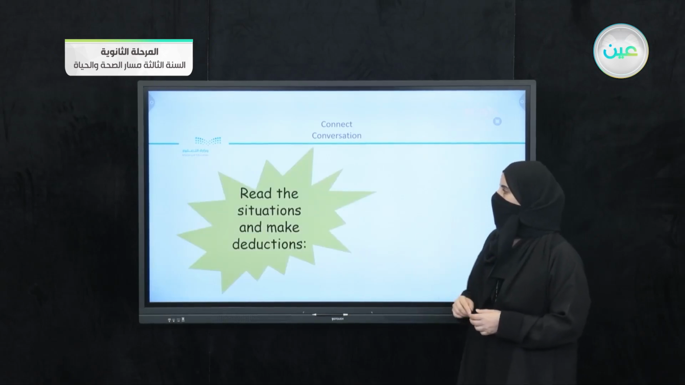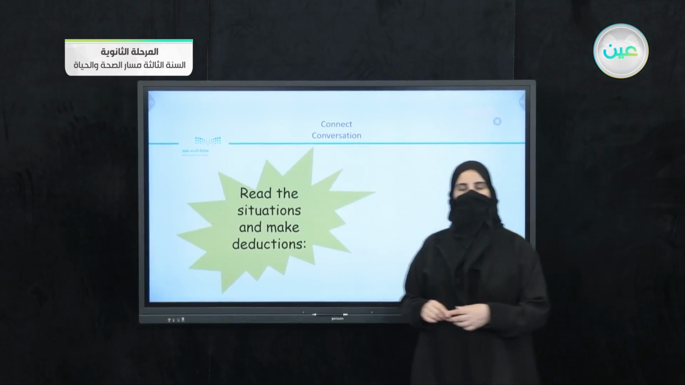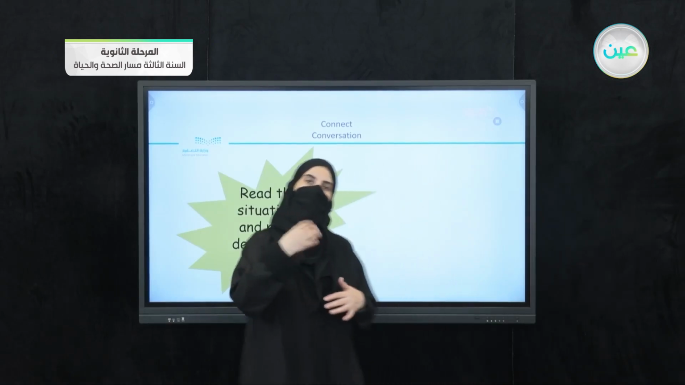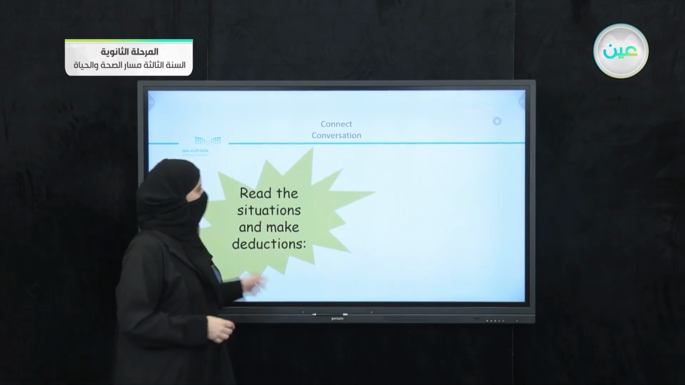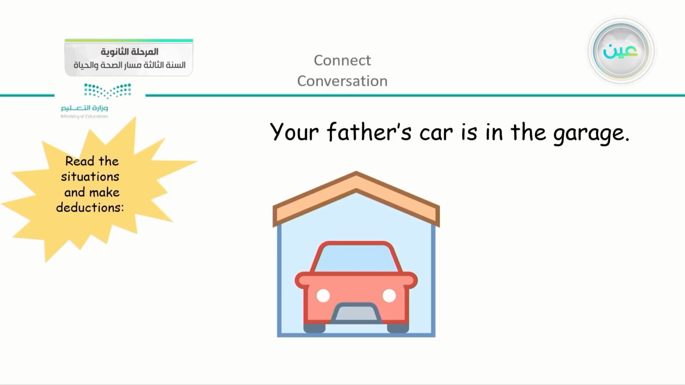Now read the situations and make deductions. We have here, this is a short incident. Now we're going to move on to different examples. Here you can see, we have here, your father's car is in the garage. Read the situations and make deductions. So the first one, your father's car is in the garage. What can you say or can you deduct? So just try to guess or to write a sentence if you would like that has deduction in it about the situation that you have here.